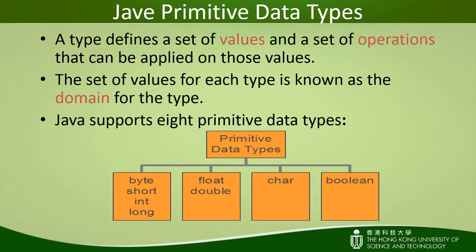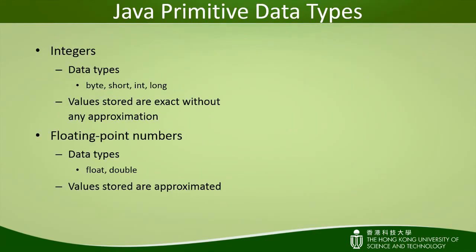Java supports 8 primitive data types under 4 main categories, namely integer, floating point number, character, and Boolean. Byte, short, int, and long are different integer types that occupy different amount of memory spaces. Float and double represent floating point numbers, that is, numbers with a fractional part.